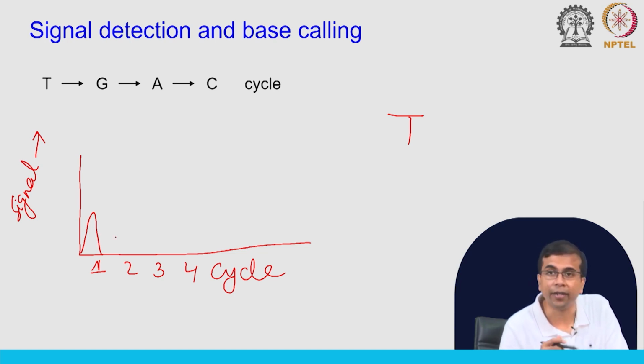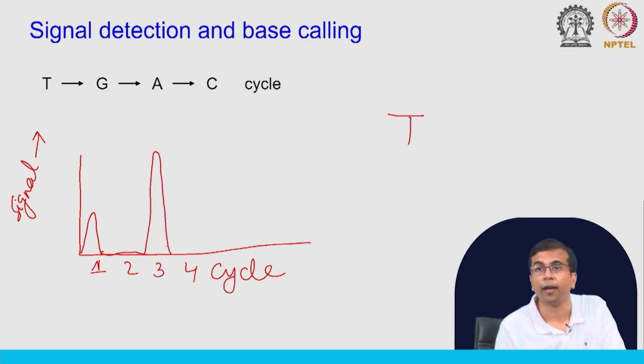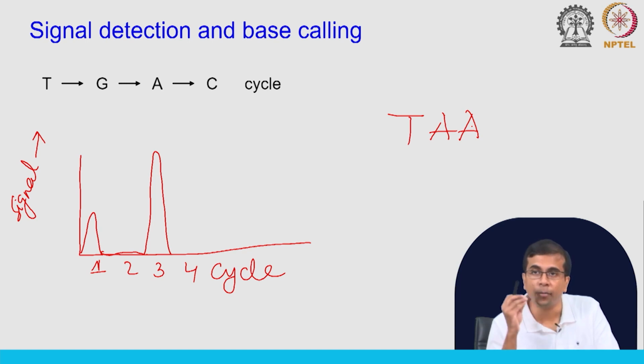Next we wash away T and give G. Is there any signal? No, there is no signal. So, there is no G base here after T. Next is A, is there any signal? Yes, there is quite a bit of signal, and this signal probably comes from 2 A's.